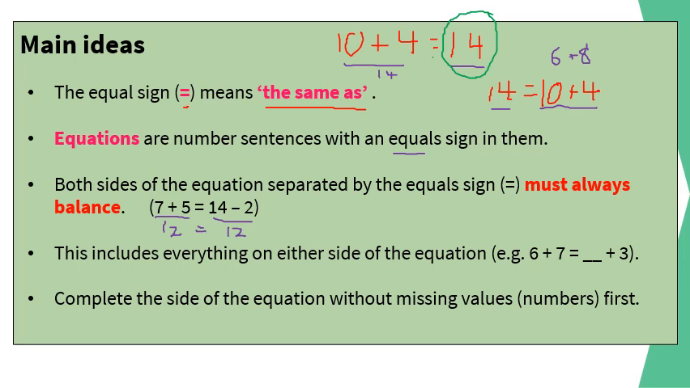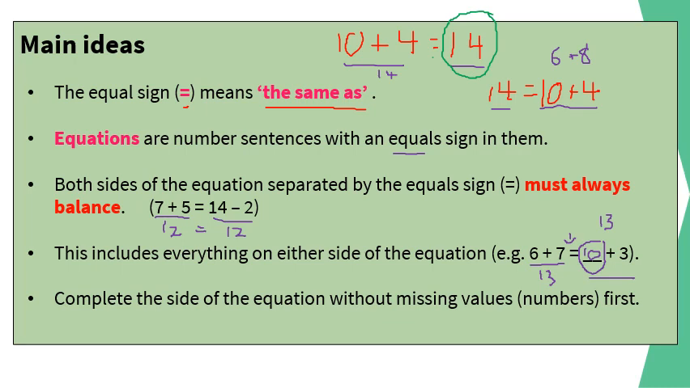Now here, when both sides of the equation separated by the equal sign must always balance, this includes everything on either side of the equation. So here I've got 6 plus 7, which I know is 13. Now I'm not going to fall for the trap where I'm like, oh, yep, and the answer here is 13. That's not what this means. The equal sign doesn't mean that. It's saying everything that follows after here is going to equal 13. So I know that instead of 13 here, I'm going to put 10, because 10 plus 3 is 13. Now my equation is balanced, it is correct, and I'm good to go.